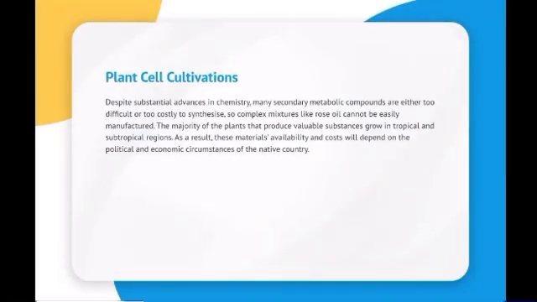Despite substantial advances in chemistry, many secondary metabolic compounds are either too difficult or too costly to synthesize, so complex mixtures like rose oil cannot be easily manufactured. The majority of the plants that produce valuable substances grow in tropical and subtropical regions. As a result, these materials' availability and costs will depend on the political and economic circumstances of the native country.